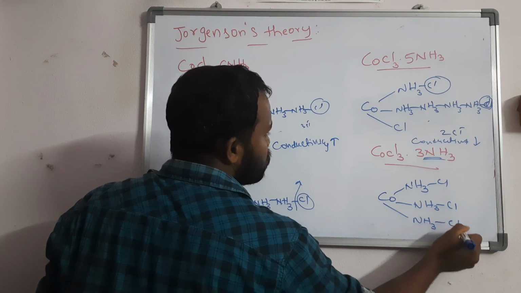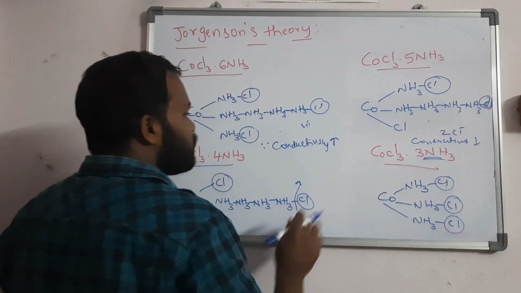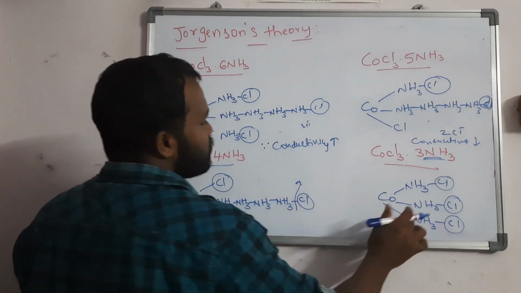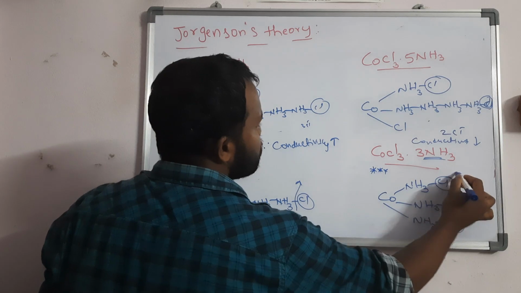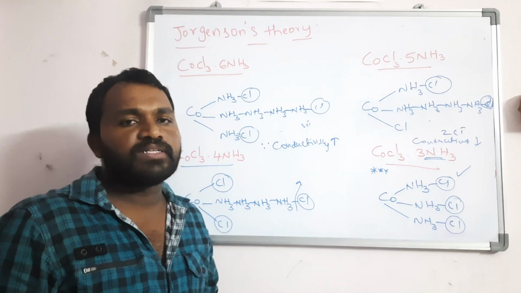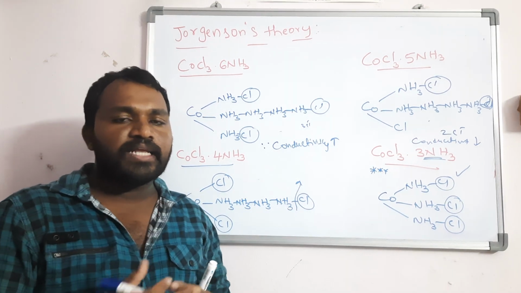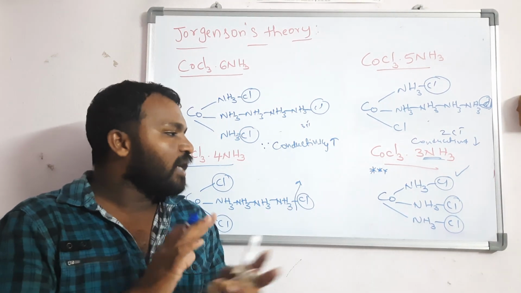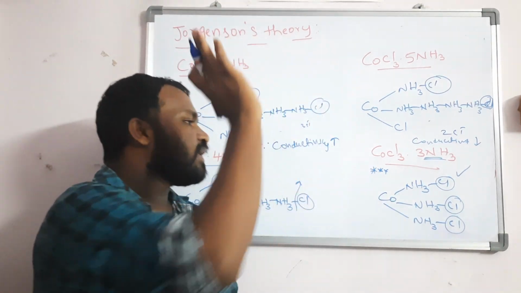Now you can conclude that this is more ionizable valency. Actually this should be very low, but according to the Jorgensen theory, this has more conductivity compared to this one. Hence the drawback of this theory is that the structural arrangements and conductivities are not correlated with each other. This is the conclusion. Hence this theory was rejected.